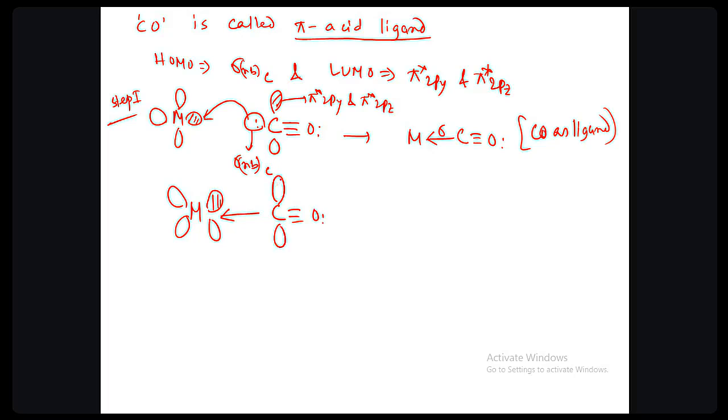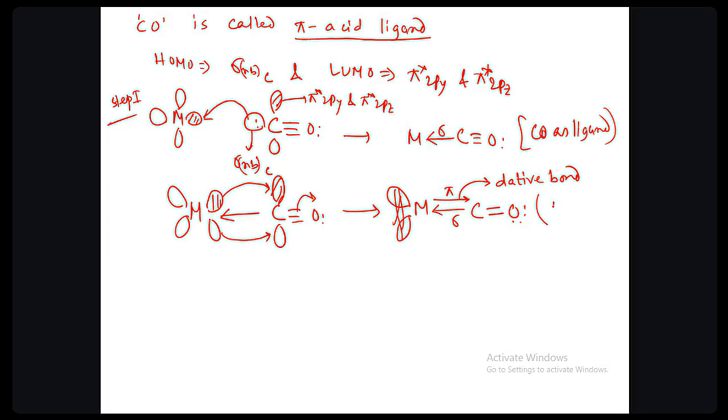So these are the pi star 2px, pi star 2pz orbitals. The metal filled orbital donates electrons to the low energy pi star orbital and then forms a C double bond O. This is the driving force, and a pi bond. This is sigma, and this pi bond is called a dative bond.